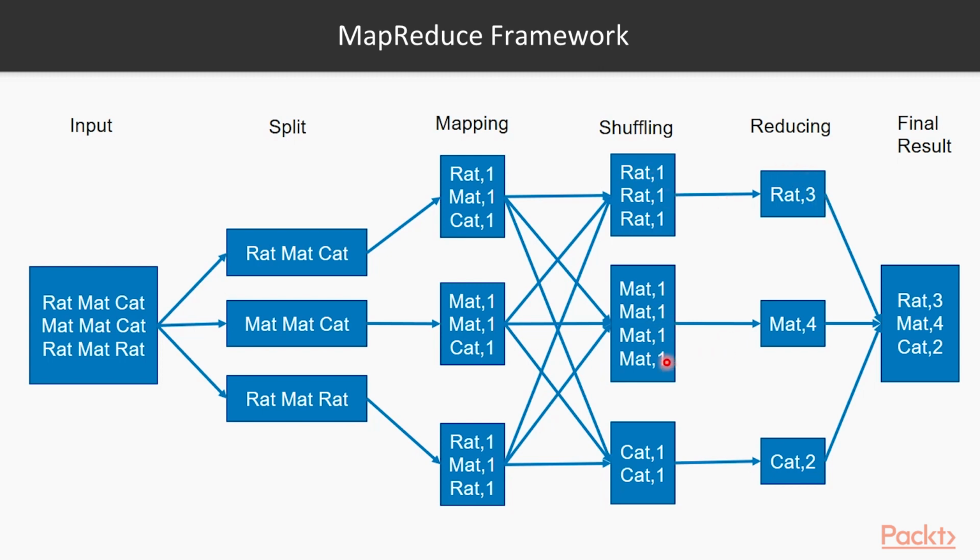Now this has been done by all the data nodes which have got different amounts of data, and then they will pass this whole data set into something called the reduce function, where this reduce function will actually aggregate the output from different nodes, rat 3, mat 4, cat 2, and combine them together to make a final result.